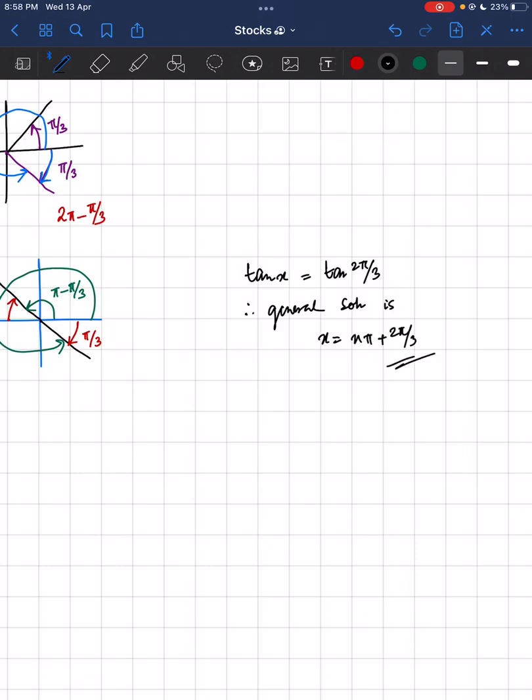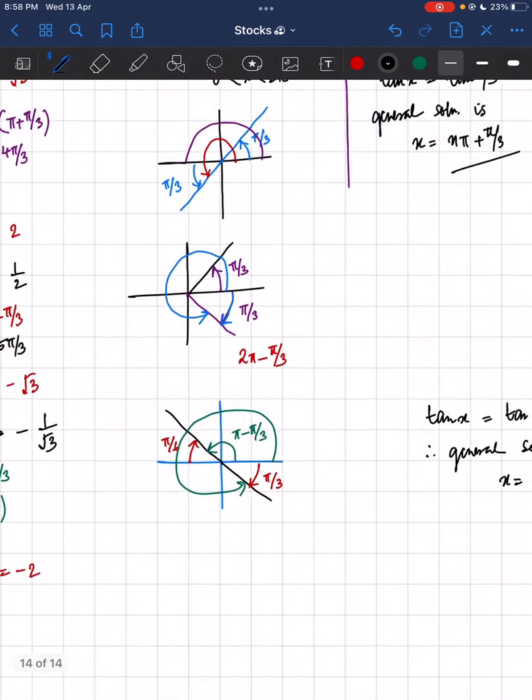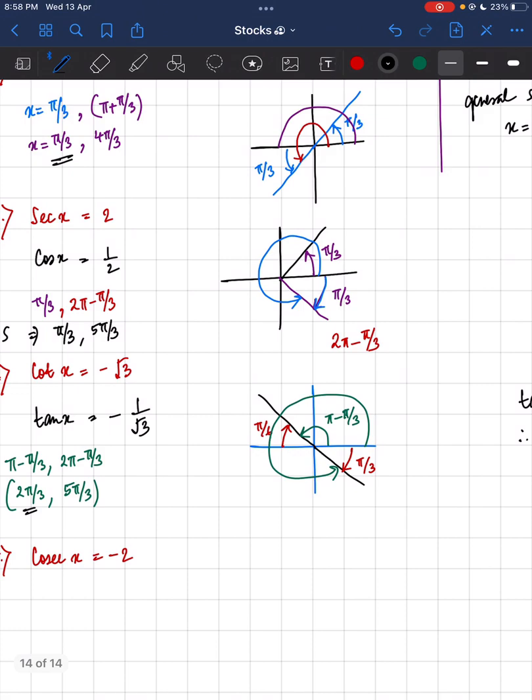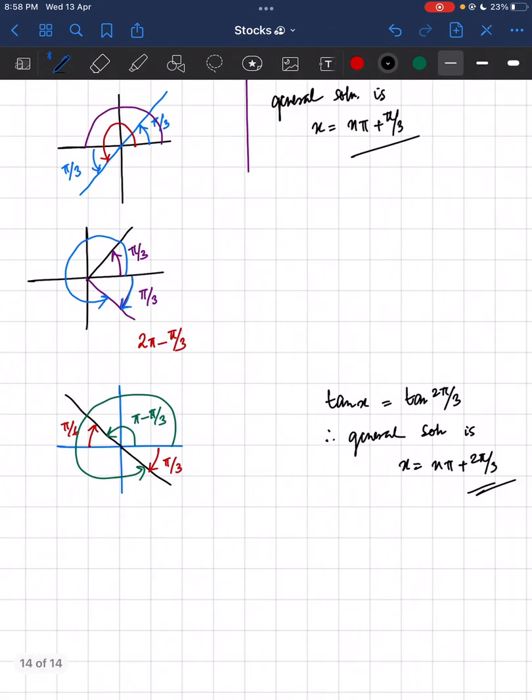So that's my general solution. As in the previous one, I haven't done the general solution. Let me do that one. So cos x is equal to half. For the smallest angle, cos x is half is cos pi by 3. So cos x is equal to cos pi by 3.